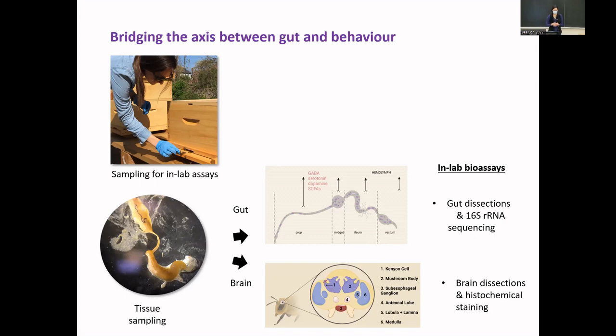And I'm going to measure the absolute and relative diversity and abundance of microbes using 16S rRNA amplicon sequencing, as well as we plan to use targeted proteomics and metabolomics. For the brain dissections, we are looking at specific regions such as the subesophageal ganglion, which is thought to be responsible for spatial learning, as well as mushroom bodies and Kenyon cells.